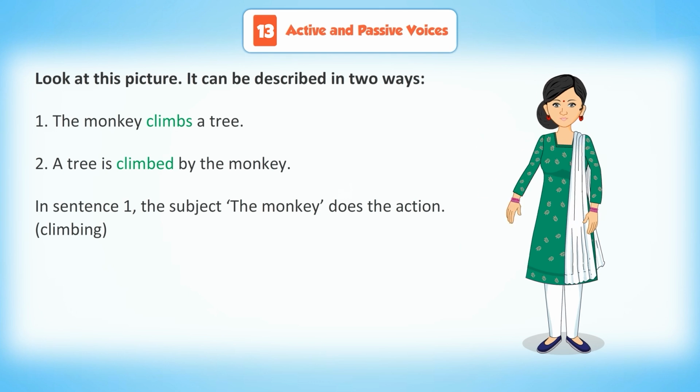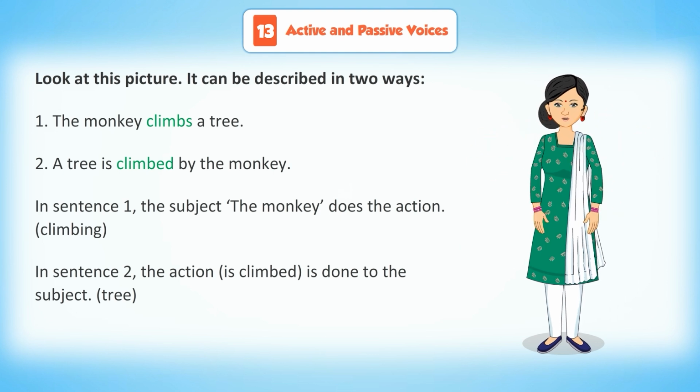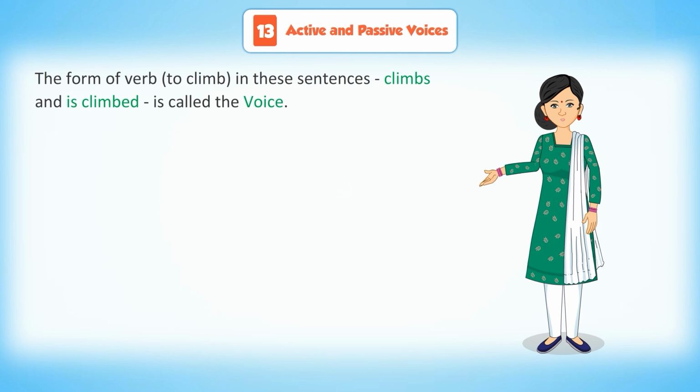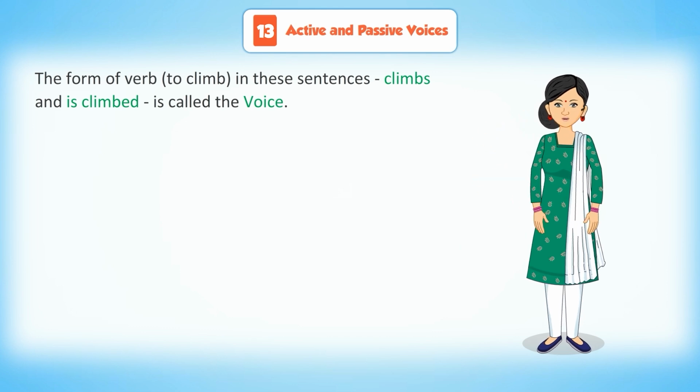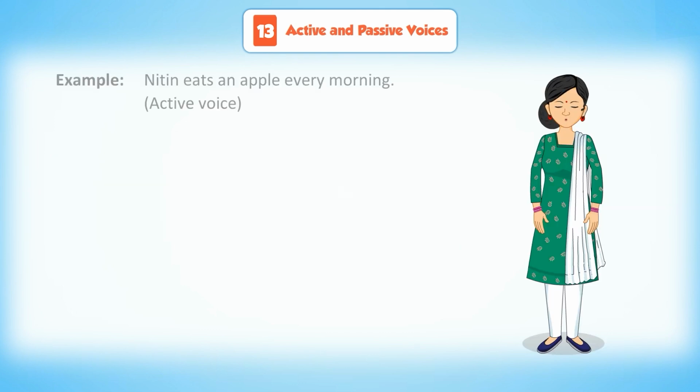In sentence 1, the subject, the monkey, does the action, climbing. In sentence 2, the action, climbed, is done to the subject, tree. The form of the verb to climb in these sentences, climbs and is climbed, is called the voice. Definition: the form of a verb that shows whether the subject of a sentence does an action or has an action done to it is called voice.